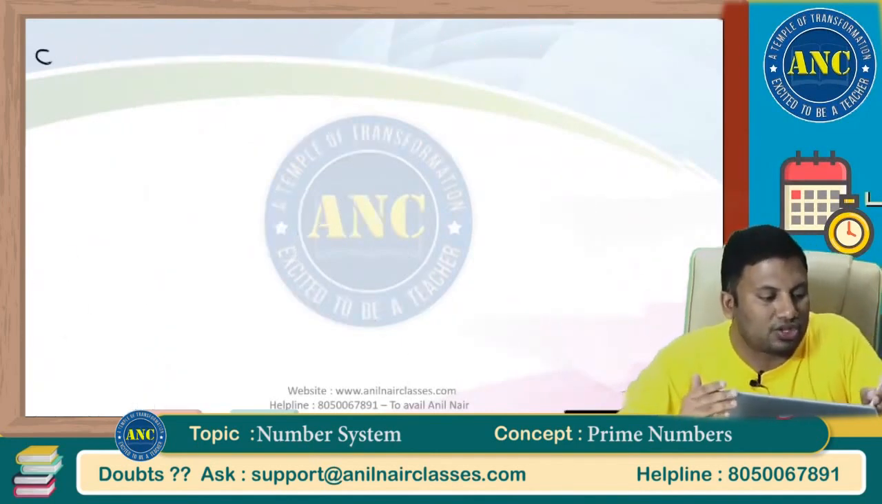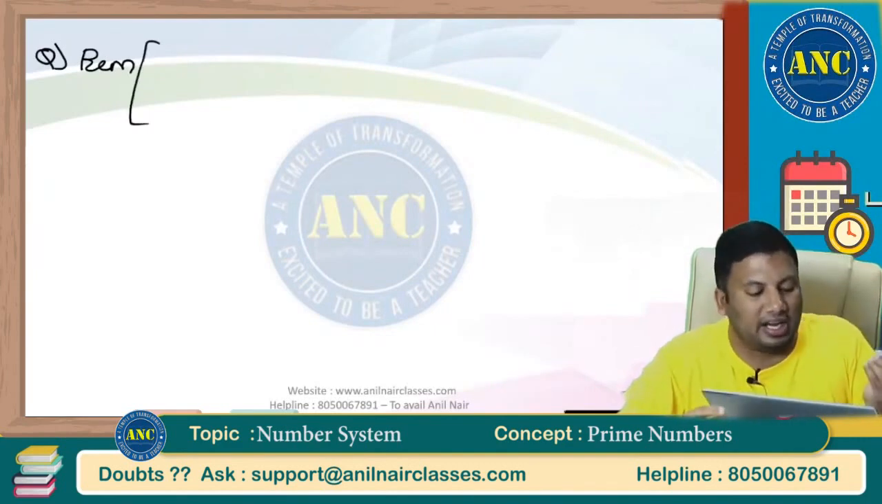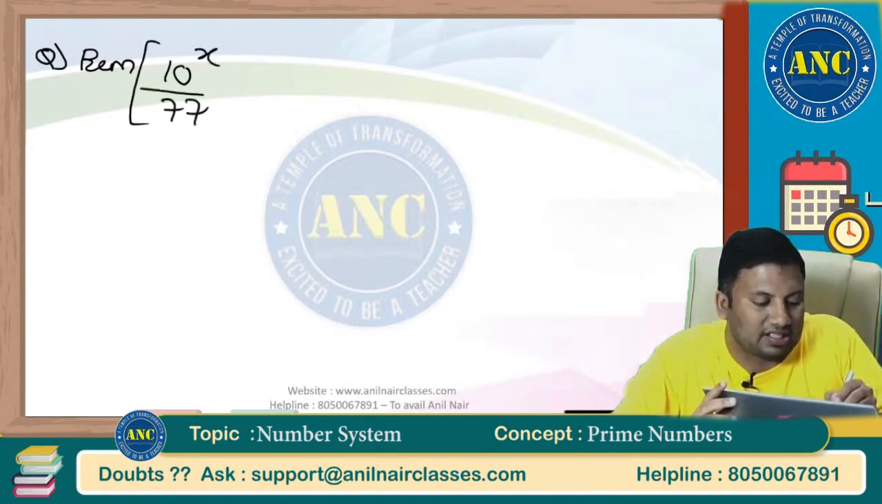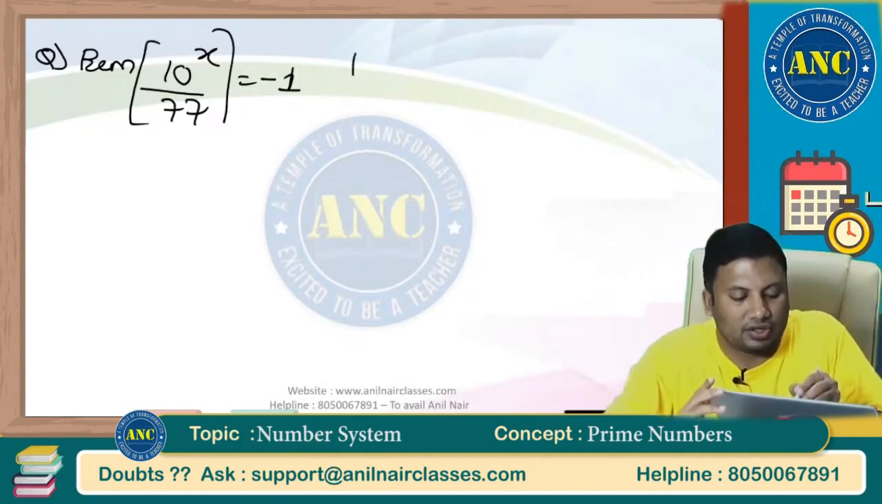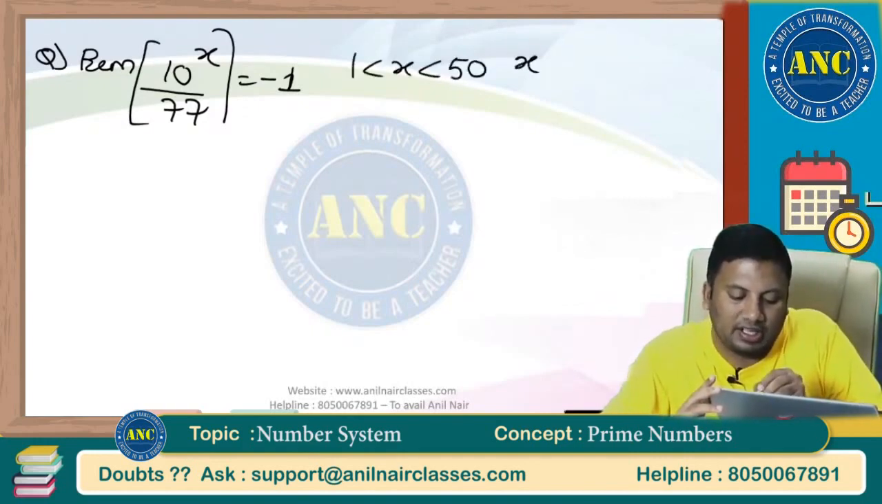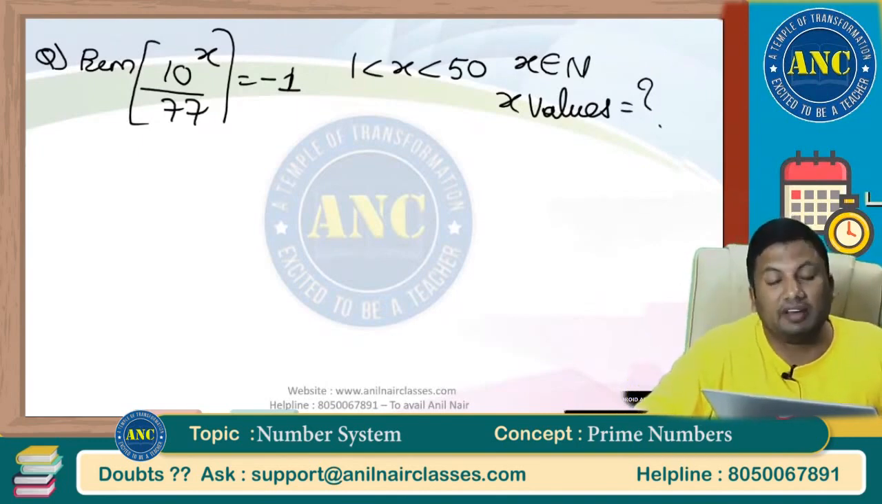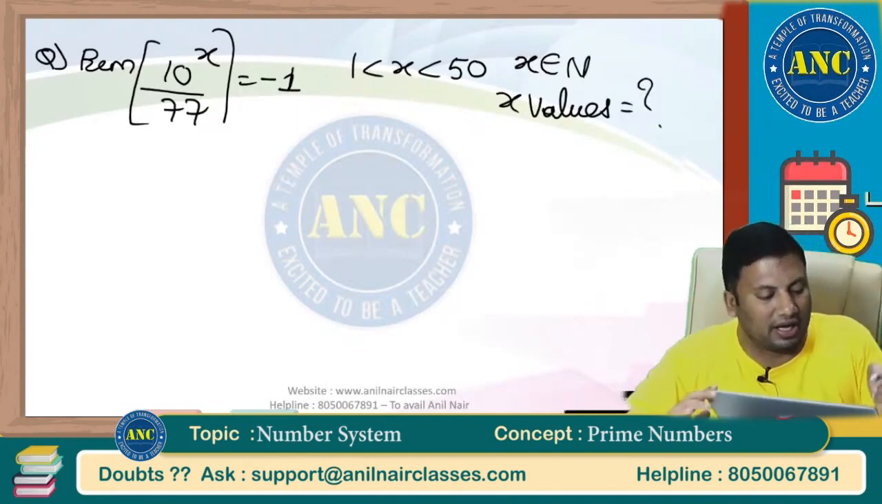Next, a question in the mock paper. As a person who was more into content creation, on the spot I can create a lot of questions. 10 power x divided by 77 is equivalent to minus 1. 1 less than x less than 50, x is a natural number. How many values can x take?